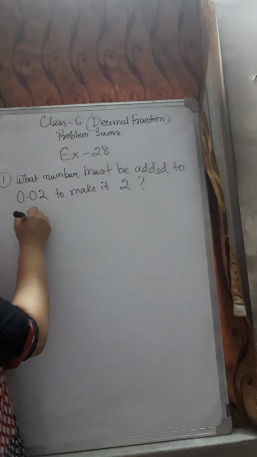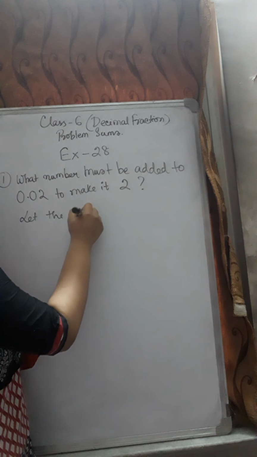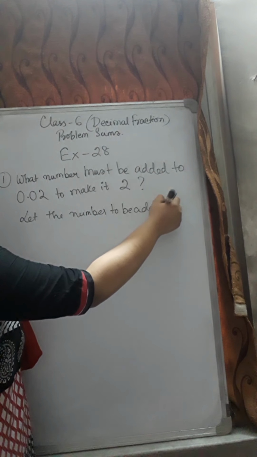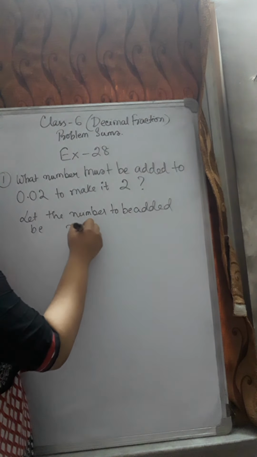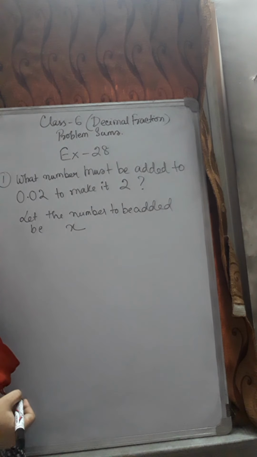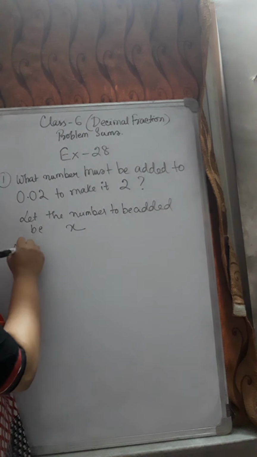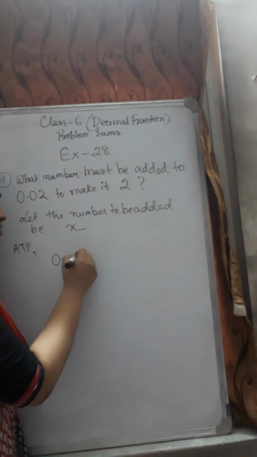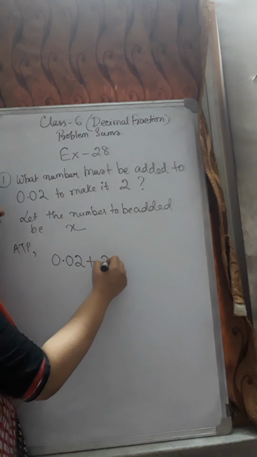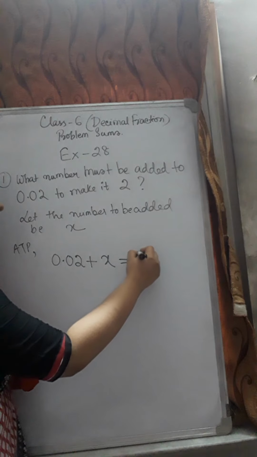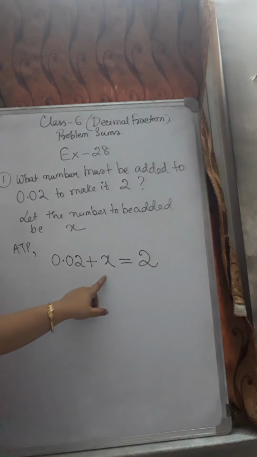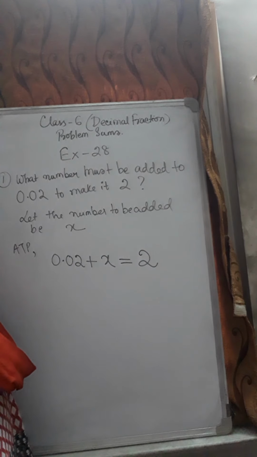So when we don't know, we let the number to be added be x, the unknown is x. So according to the problem, what is given? 0.02 has to be added with this number, and the result makes it 2. And if I solve this, I will get the unknown value, which is my question. Find the number that has to be added.